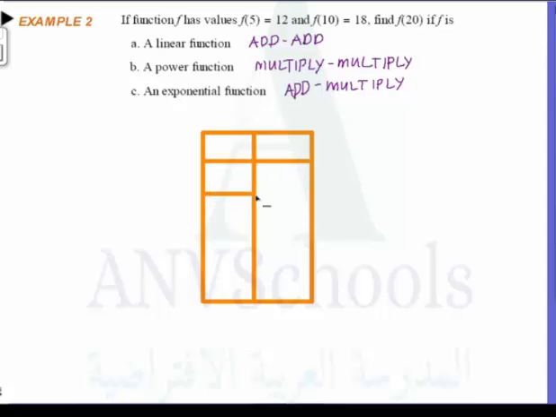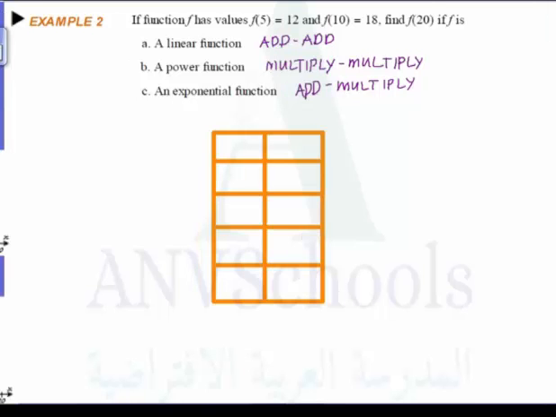One, two, three, four. This would be our x values. This is our f of x values. Okay, we are given f of 5, f of 10, and f of 20. So if we have a linear function, then definitely this will be add.